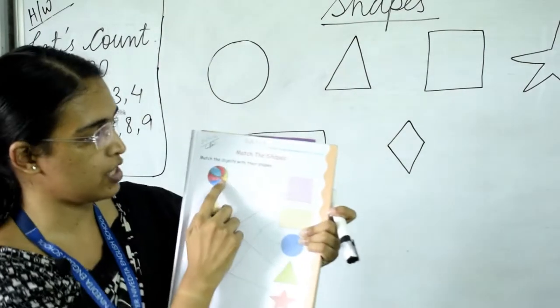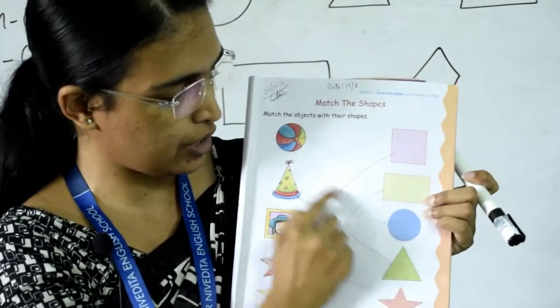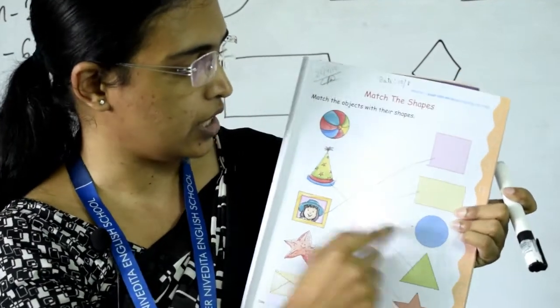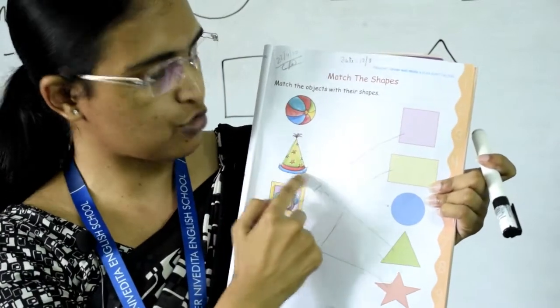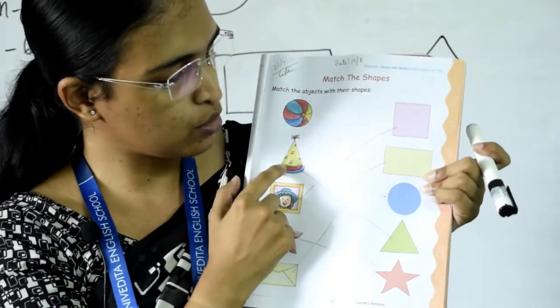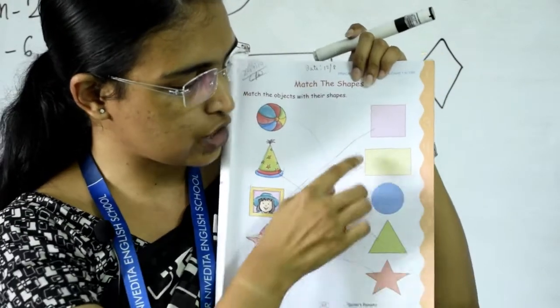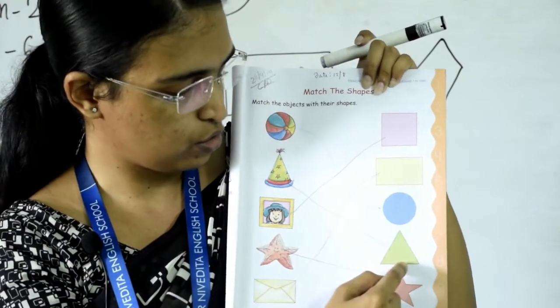Like this one is a ball, and the shape of the ball is circle. So we have to draw a line from here to here. Now what is this? This is a birthday cap. So it looks like a triangle, right? So you have to find out which one is triangle shape. Yes, this one. So you have to draw a line from here to here.